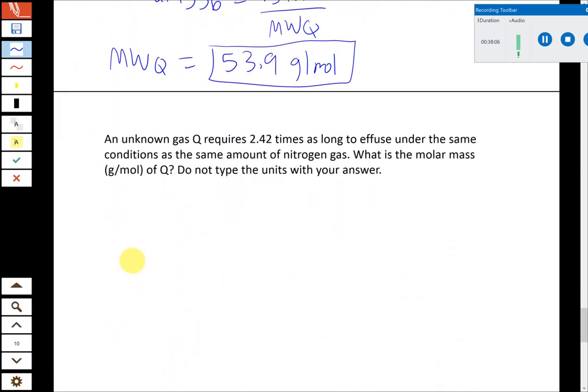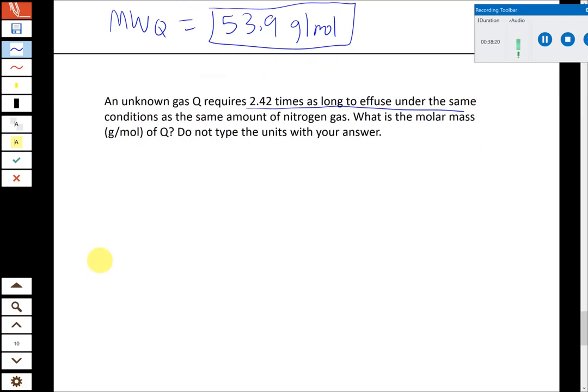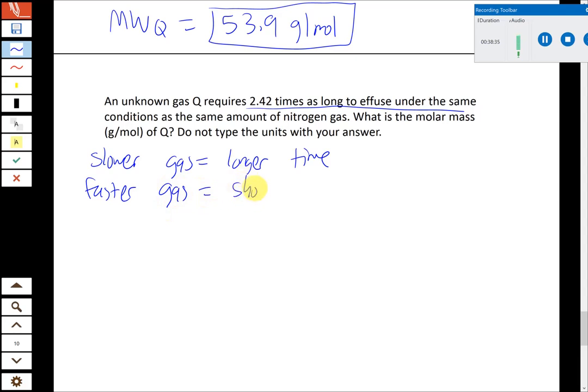If we go to the next problem, this one is set up very similarly. It's also an unknown gas Q. We're solving for its molar mass once again. But this time we're talking about how long it takes to effuse, how long it takes to leak out of a small opening. So if we're dealing with the amount of time that it takes, recall that if the gas is moving slower, it's going to be a longer time. If the gas is moving faster, it's going to be a shorter time.